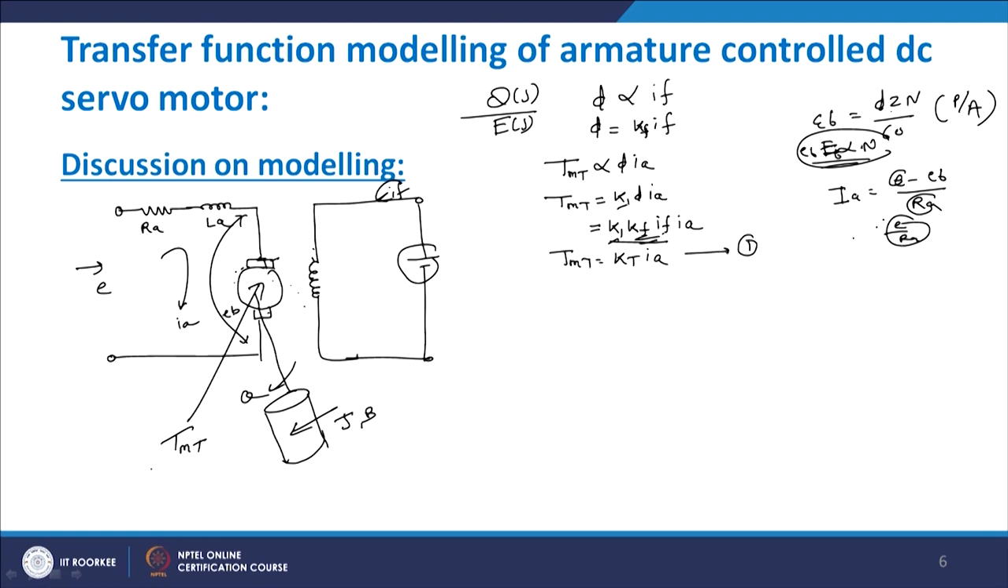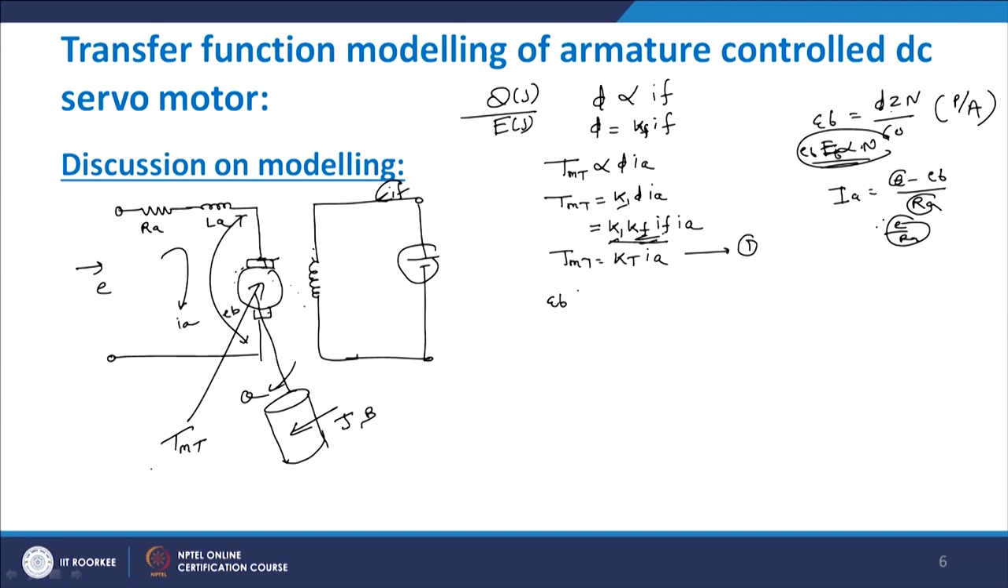Now we have to write down the expression for this EB. This EB is proportional to d theta by dt, because theta is position and d theta by dt is speed. Therefore, removing the proportionality sign, we get Eb equals Kb d theta by dt. This is equation number 2. So, we have got equation number 1 for motor torque, and we have got the expression for back EMF.